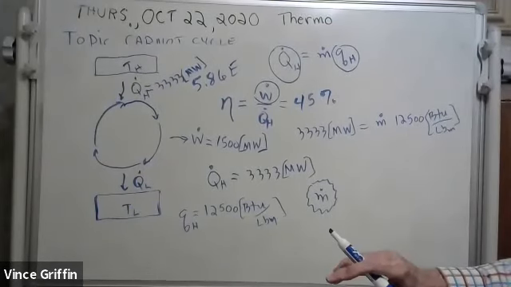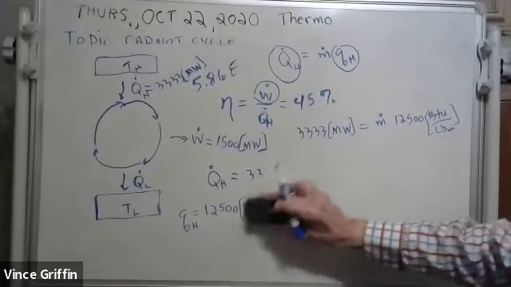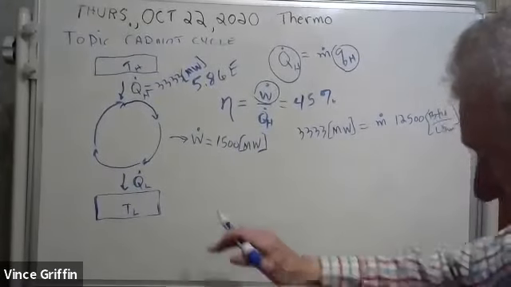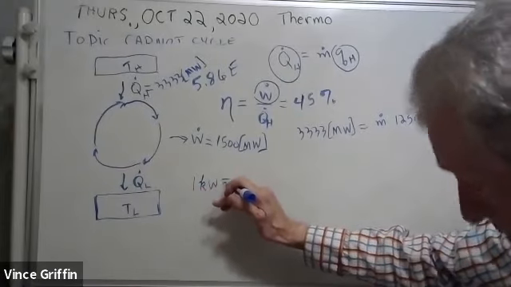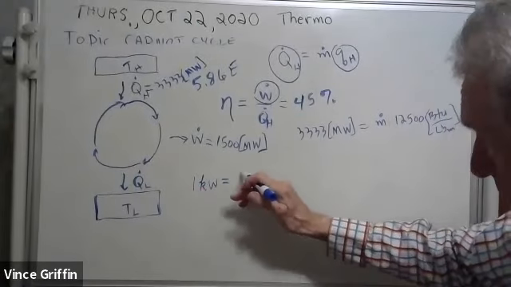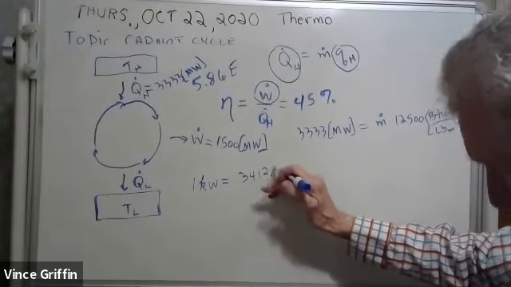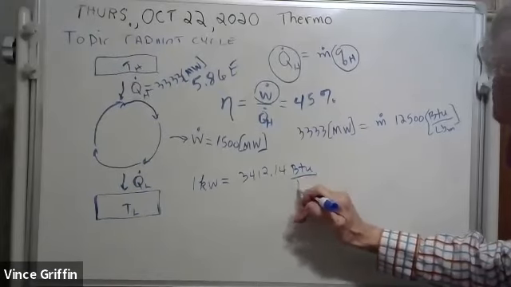Okay, well here, let me show you what I found. I dug around in the back there. And here's what I found. I found 1 kilowatt is equal to 3412.14 BTUs per hour.